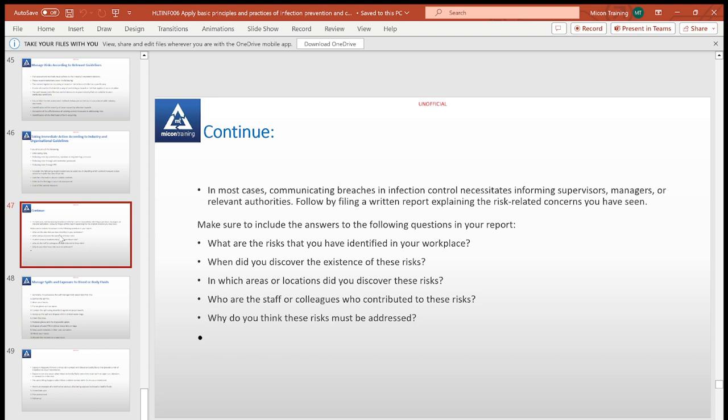While you are doing this report, make sure it states the exact risks that you've identified. In that report, we should be able to understand what you think the issue is, and when you discovered the existence of this risk. In which area or location did you discover this risk? Who are the staff or colleagues who contribute to this risk, or who contributed to you identifying this risk? And why do you think this risk must be addressed? All these are part of the things that we need to include.